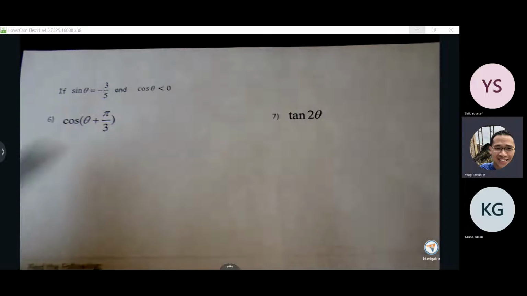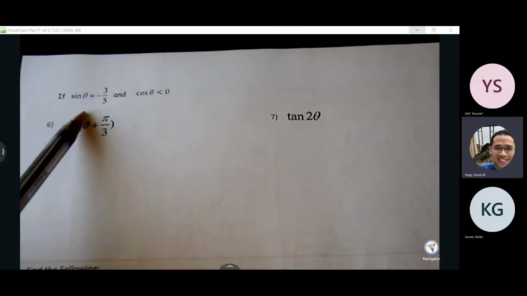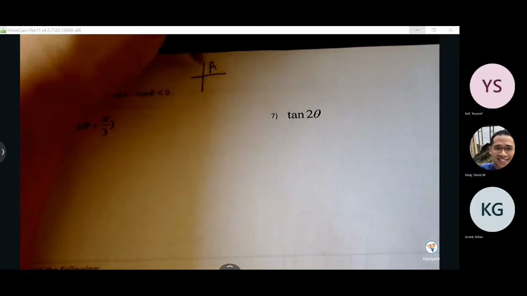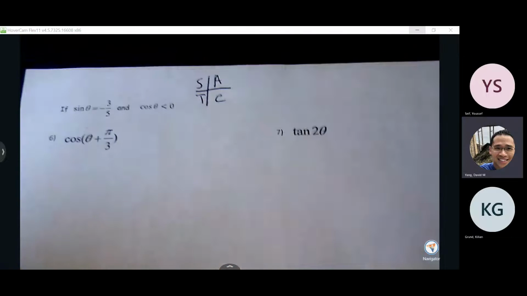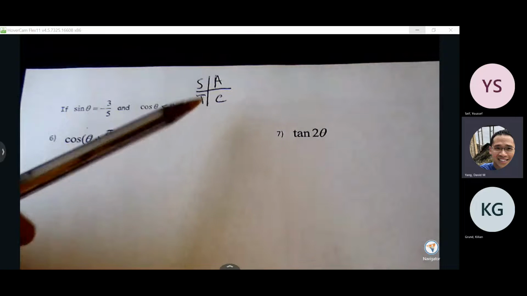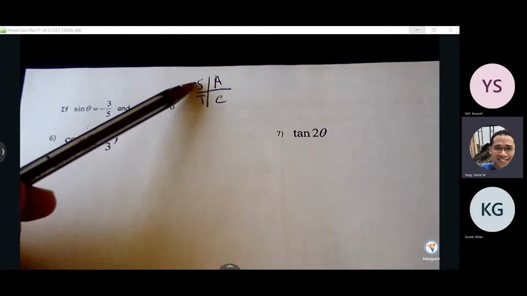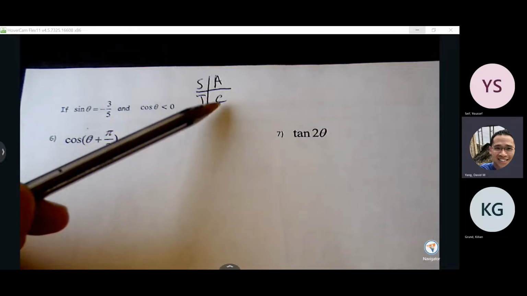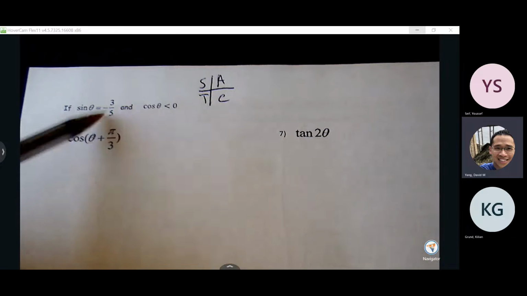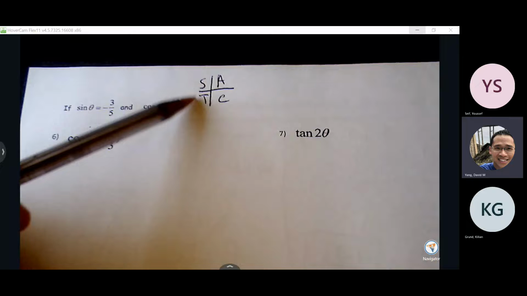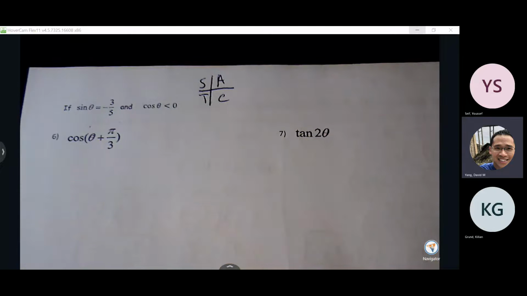Okay, so first we've got to decide which quadrant we're in. So sine is negative and cosine is negative. I'd like to go through this little diagram here. All trig functions are positive, only sine is positive, only tangent is positive, only cosine is positive. So here, sine and cosine are both negative, so that's going to have to be tangent, right? So third quadrant, tangent is positive, but everything else is negative.